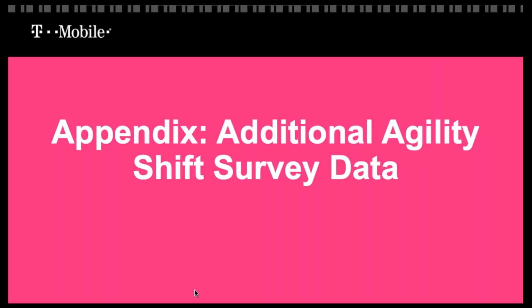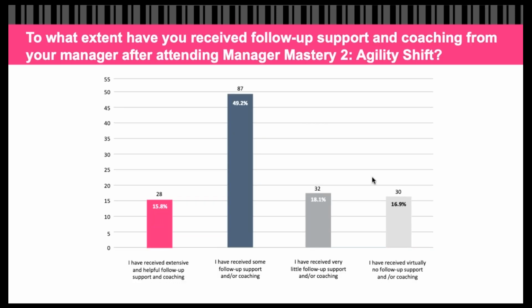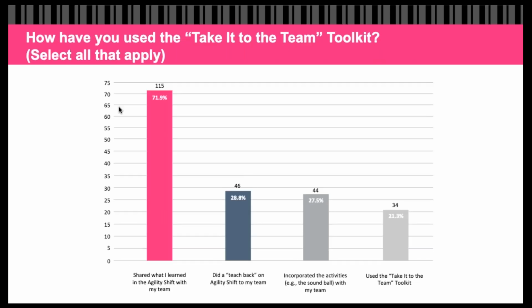Oh, yes, before we answer the questions, I will tell you, because I know you are all going to get the slides, within the appendix there are a few other data slides that I wasn't going to talk you through, but you'll see them there: some of the data around expectations coming in, follow-up, and whether or not folks had used the Take It to the Team toolkit, which is what we call the 6-month sustainment plan.